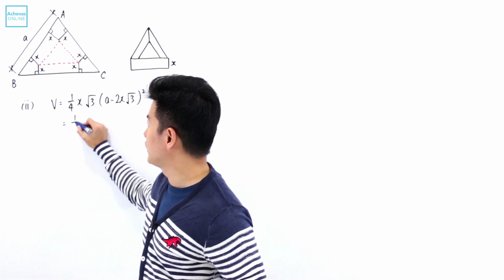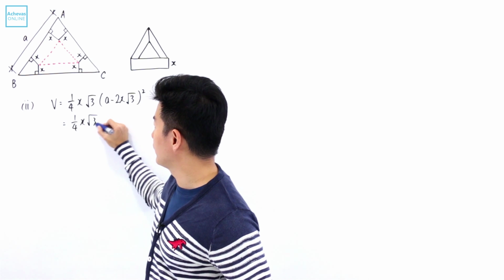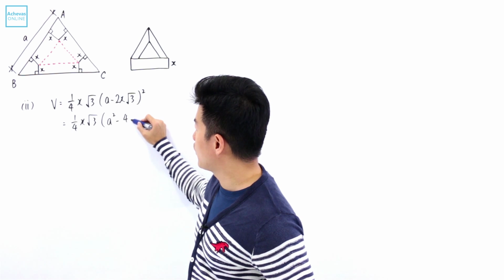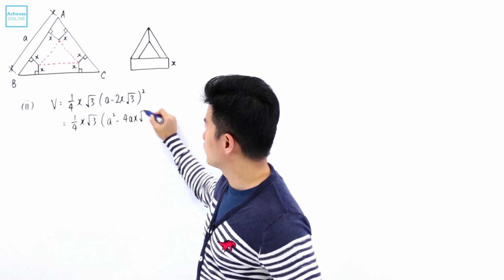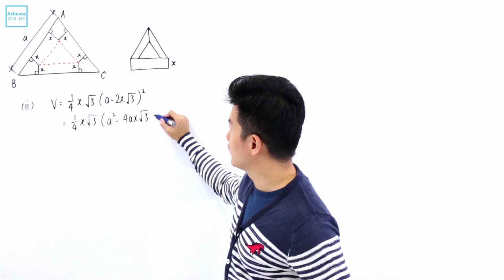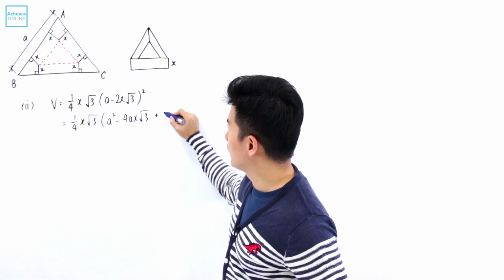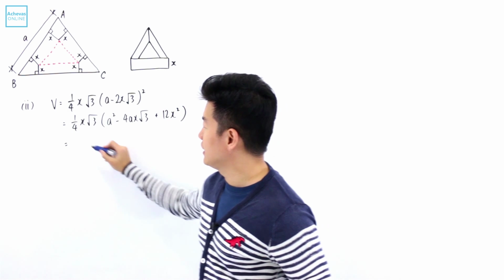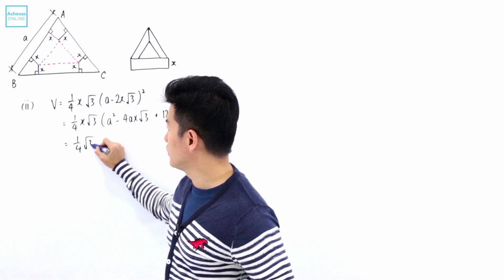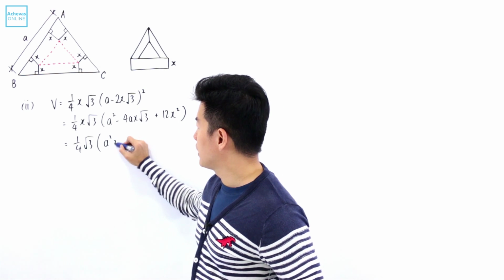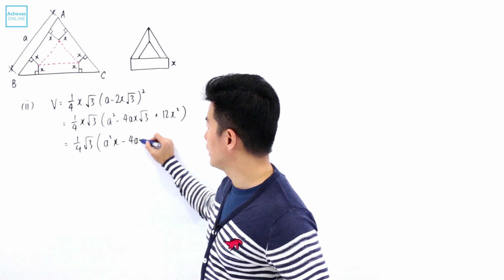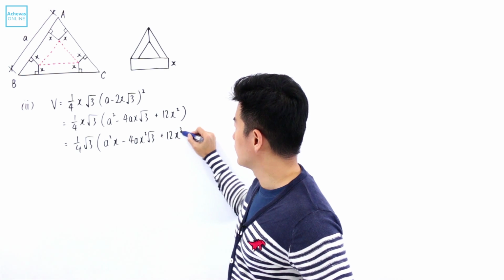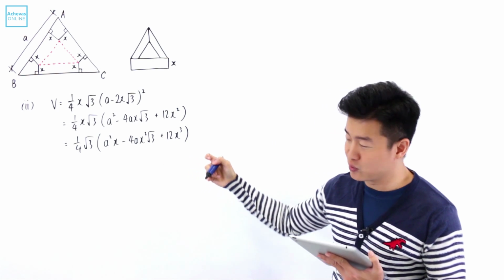We're expanding this: 1 over 4x square root of 3, this is going to become a squared minus 4ax square root of 3, and this is going to give me a positive 12x squared. Then multiplying x in, it is going to be 1/4 square root of 3 a squared x minus 4ax square root of 3 plus 12x to the power of 3. And this is way simpler to differentiate.